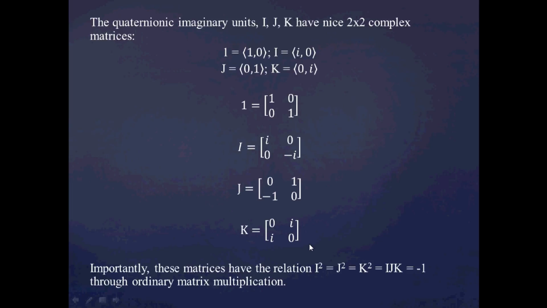And now you can check for yourself that if you square I or J or K, you'll get the negative identity matrix. And furthermore, if you multiply I and J in that order, you'll get K. If you multiply J and K, you'll get I. And if you multiply K by I, you'll get J, just like you would normally with quaternionic multiplication, this time in terms of matrices.